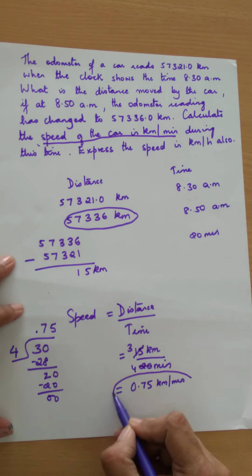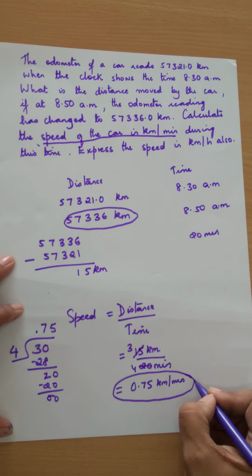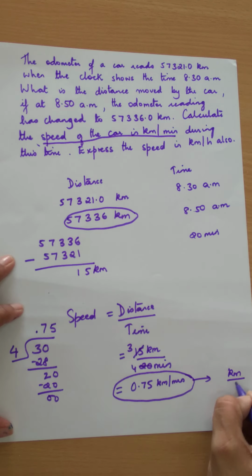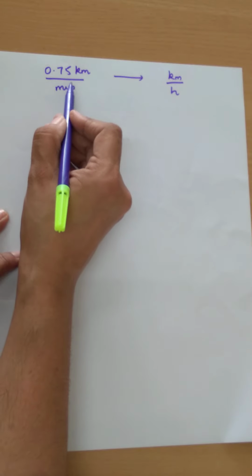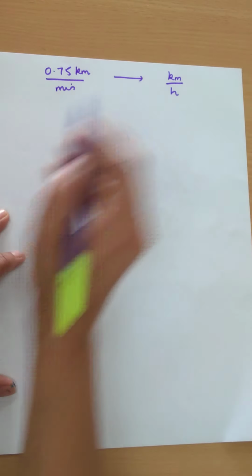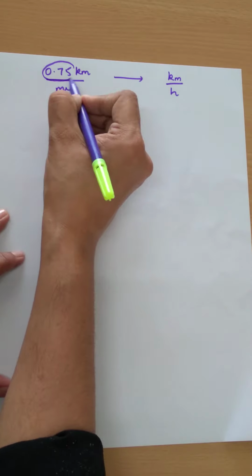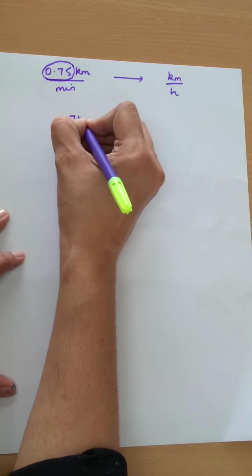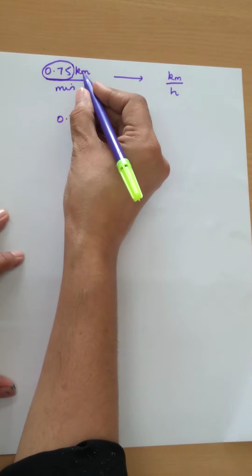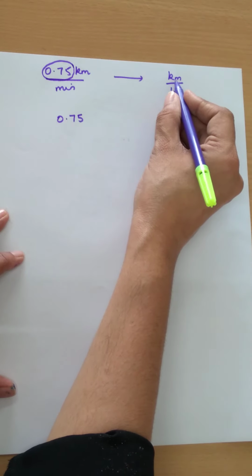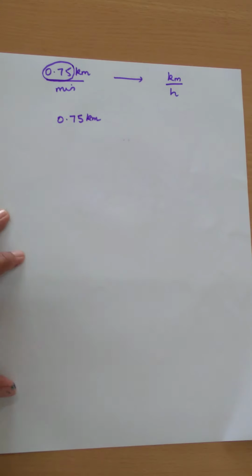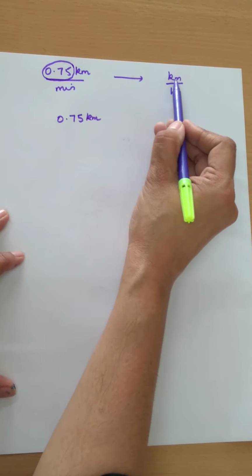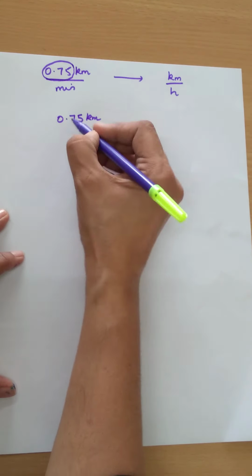Now we have to convert this 0.75 kilometers per minute to kilometers per hour. Now how to convert? So you write this number as it is. So you have 0.75 and here you have kilometer on the left, and you have to keep it as kilometer only. So you do not do anything with this kilometer or this number, divided by.